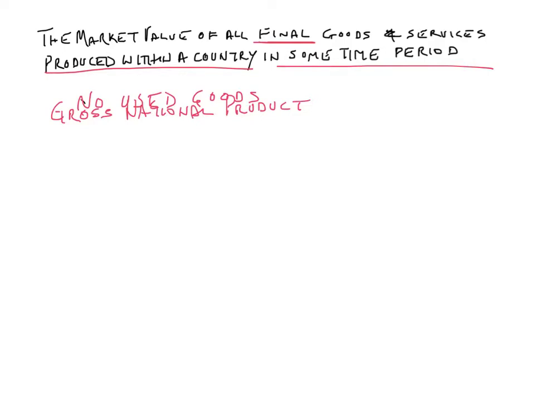So it's just the products made by the U.S. companies, whether it's here or abroad. As opposed to GDP, where it doesn't matter the company, the nationality that's making them, it only matters where they're made as far as GDP goes. Now, GDP does not include several things.